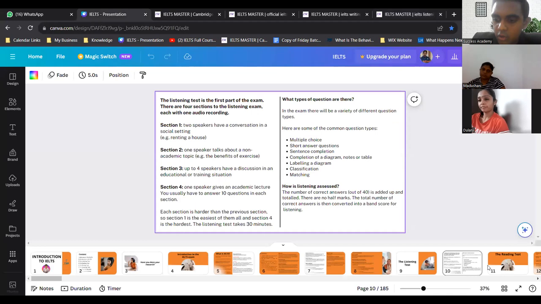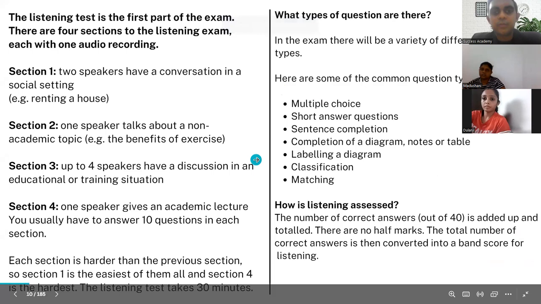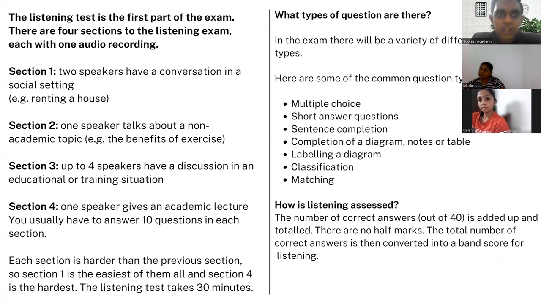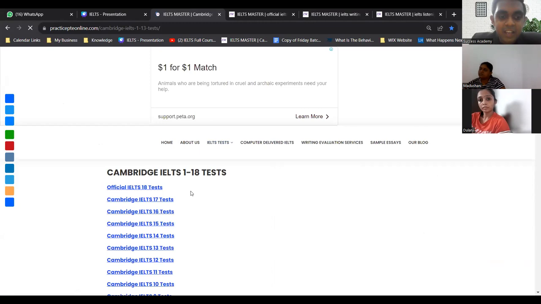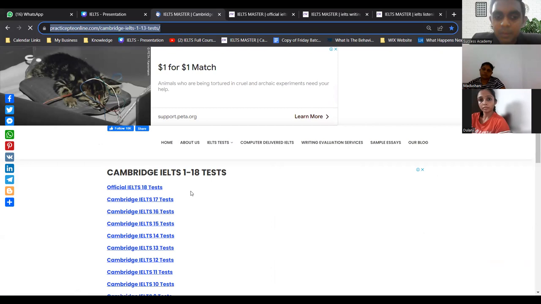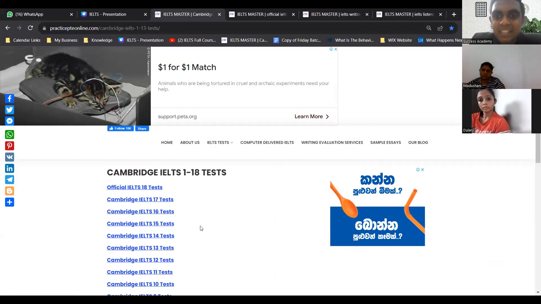Then, anyway, I will be sending you all the practice paper link, right? So let me just show that to you also. I will be sending you all this link on the group. You all will get access to the Cambridge IELTS mock papers. There are 18 books, right? In each of these books, there are 4 papers each.